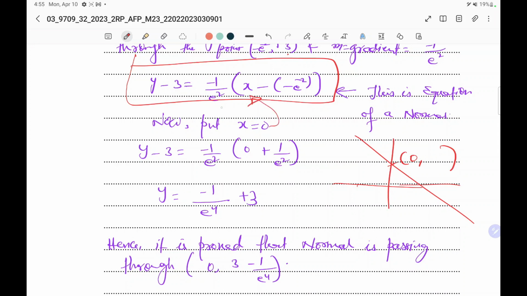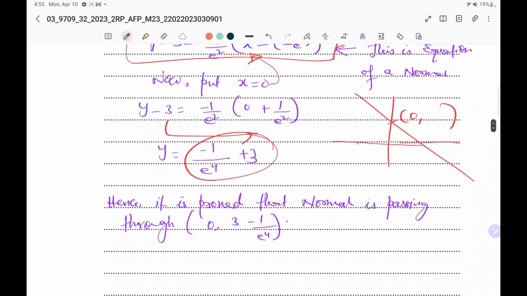So y minus 3 equals minus 1 over e squared times x, which is 0, minus minus e to the power minus 2, giving plus 1 over e squared. So minus 1 over e squared times 1 over e squared is minus 1 over e to the power 4, and just take 3 to the right side. So I got this: 0 comma 3 minus 1 over e to the power 4. Yes, your normal will pass through this point.